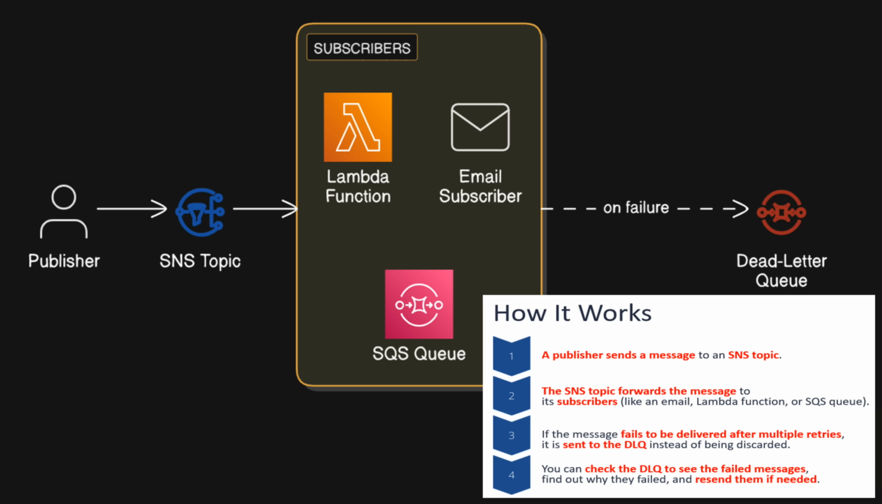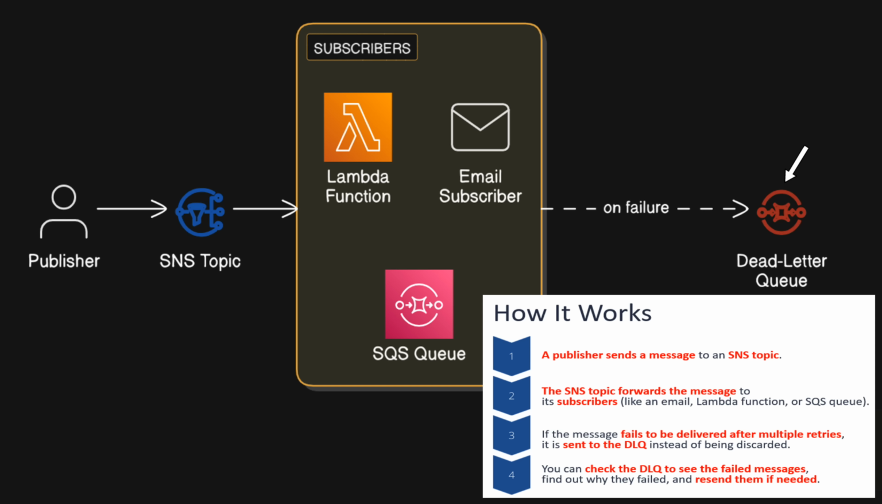Now we will see how it works. A publisher sends messages to SNS topic. The SNS topic forwards the message to subscribers like email, Lambda function, or SQS queue. If the message fails to be delivered after multiple retries, the message is sent to DLQ instead of being discarded. You can check the DLQ to see the failed messages, find out why they failed, and resend the messages if needed.